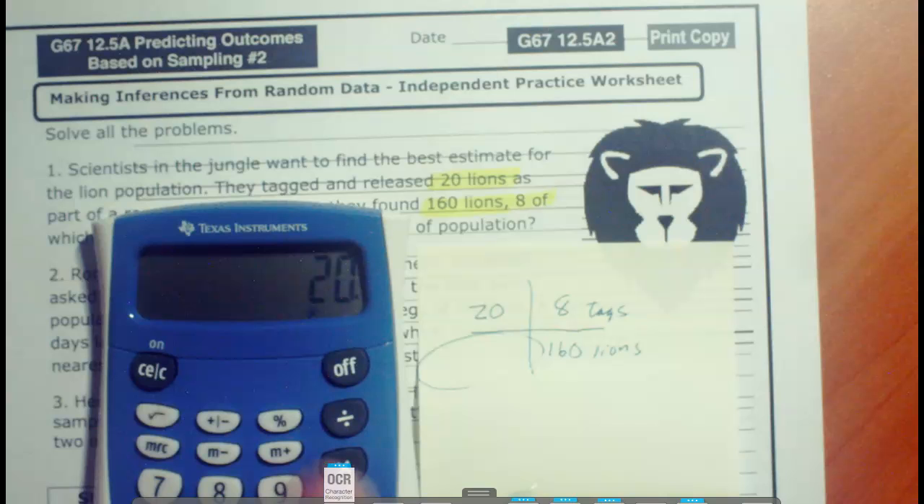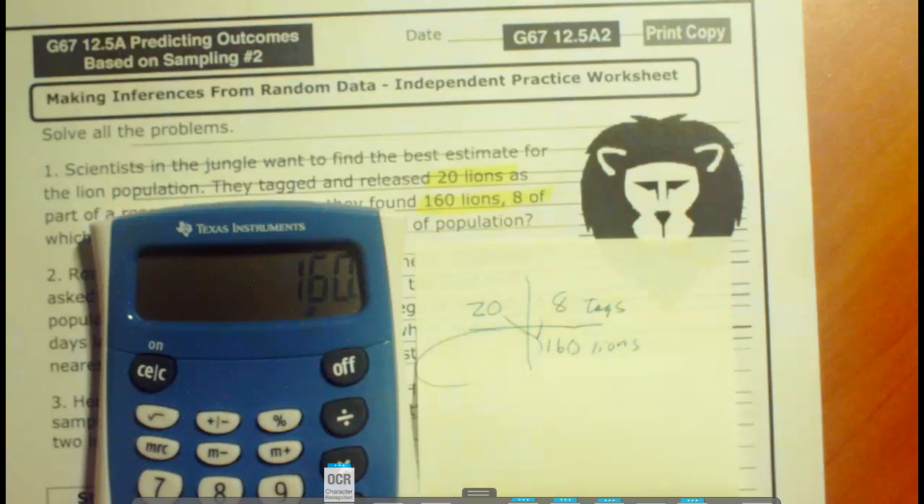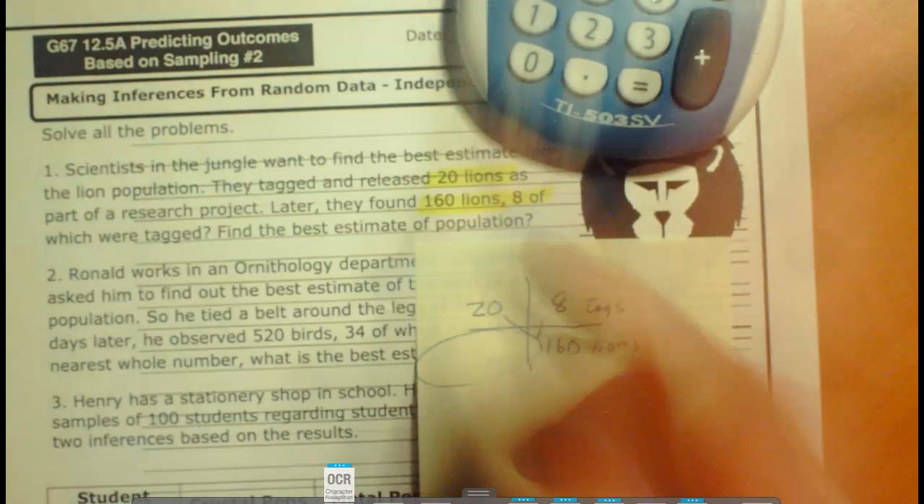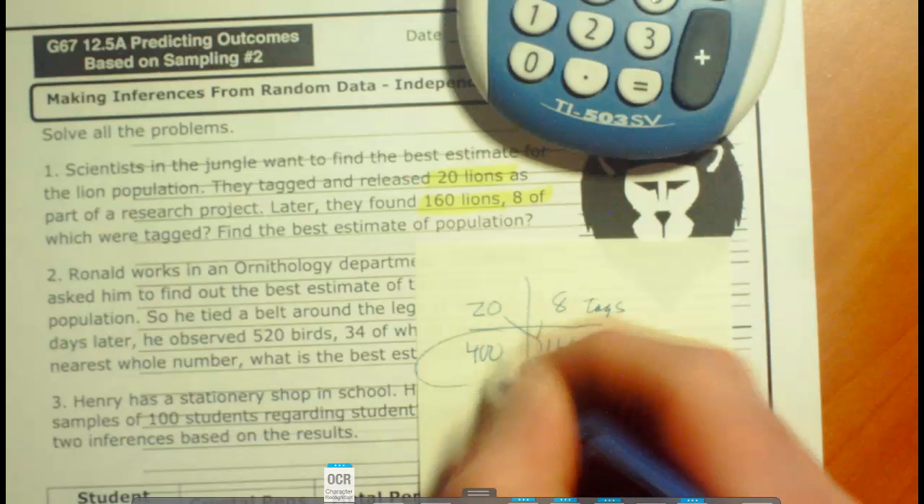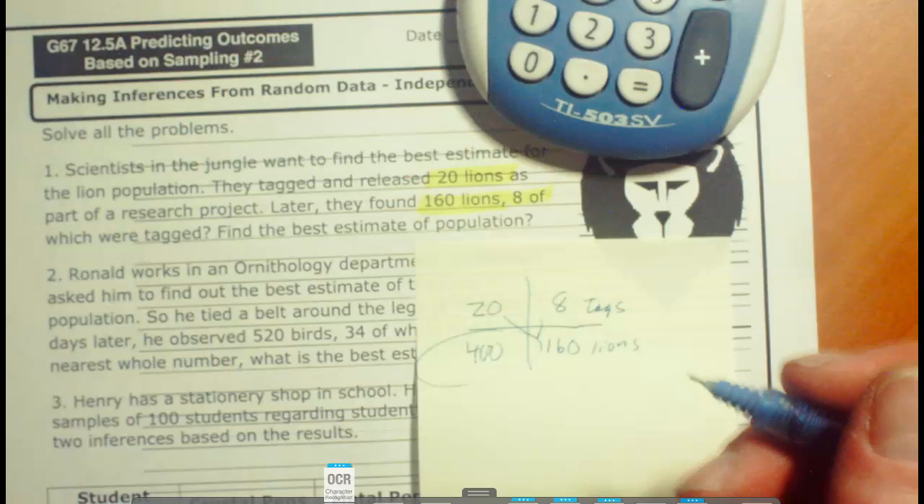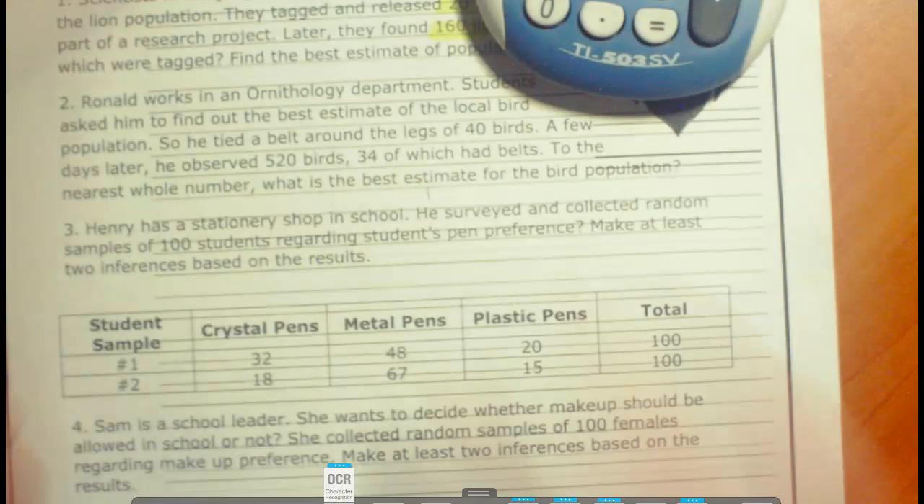20 times 160, multiply diagonally, and then we'll divide. That equals 3,200 divided by 8 equals about 400 lions. About 400 lions total. All right? Okay. Down here, you're going to be doing the same type of thing. I'll just talk through one here.